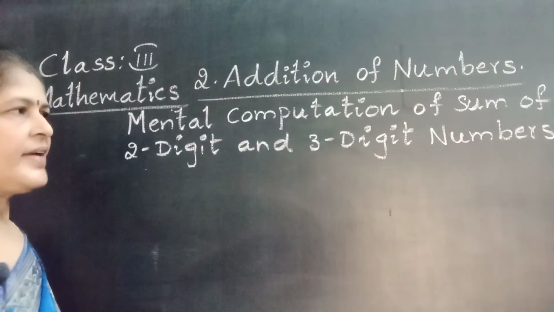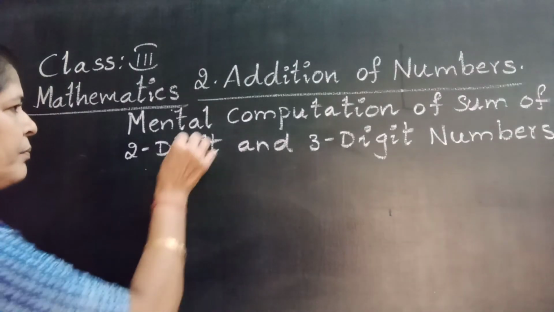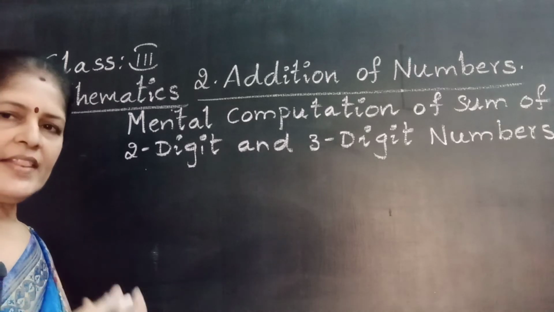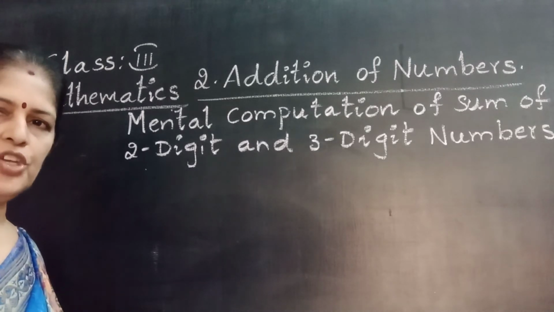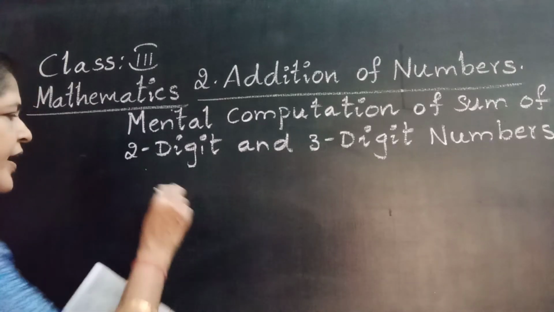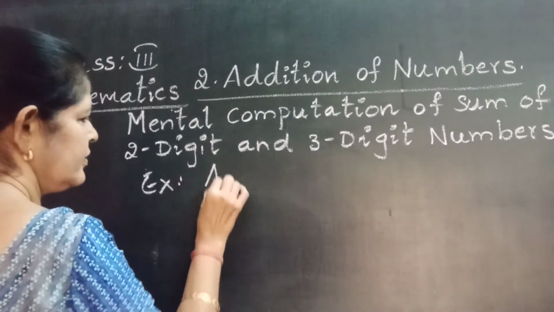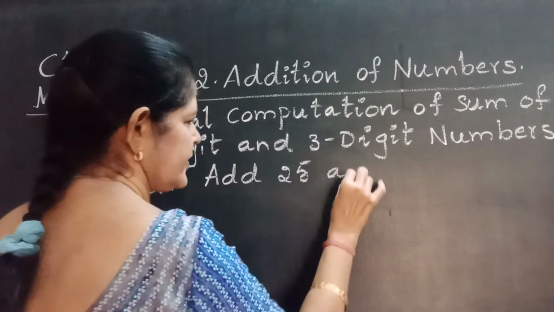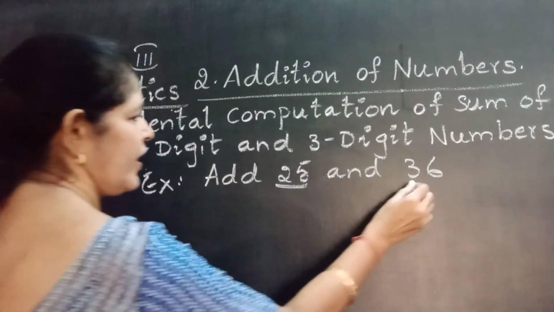What do you mean by sum? Total. How do you get total? By addition. Mental computation means we are going to add the numbers using expanded form. Example sum. See, add 25 and 36. Here we are going to use the expanded form of the given numbers.